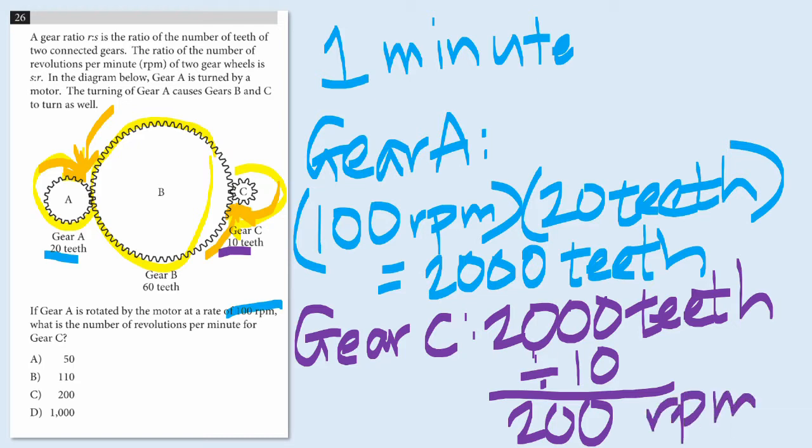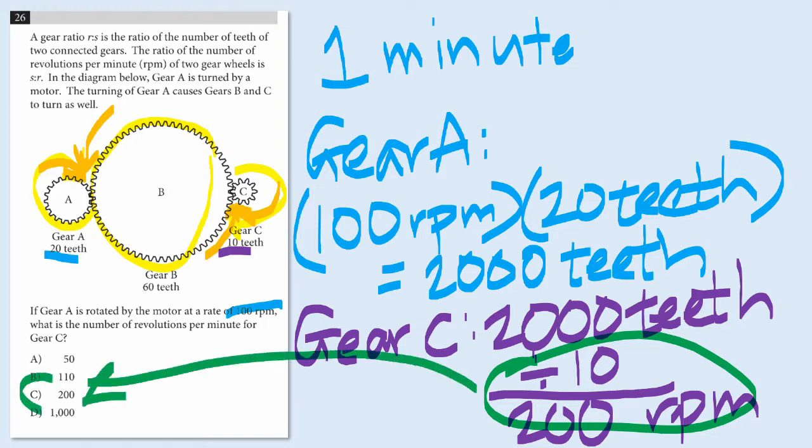And what do you know? The 200 RPMs is offered as answer C, which is the correct answer. So I hope you enjoyed seeing this strategy, that by focusing on the physical objects, we can visualize important, simple information. In this case, it was about the 3 gears having the same number of teeth clicking in place.